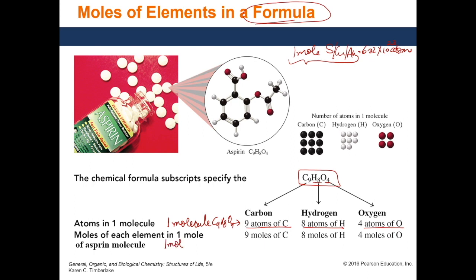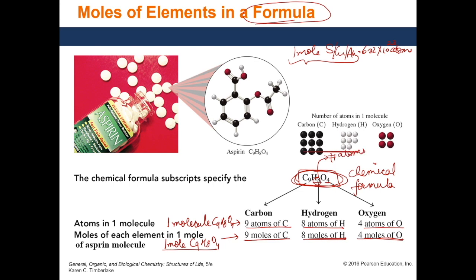Similarly, we can say that 1 mole of C9H8O4 consists of 9 moles of carbon, 8 moles of hydrogen, and 4 moles of oxygen. So the number of atoms in a molecule is the same as the number of moles of that atom in 1 mole of that molecule. Okay. And what is this symbol that you're seeing here? It is called a compound chemical formula, and each subscript tells us how many atoms are present in that particular compound.